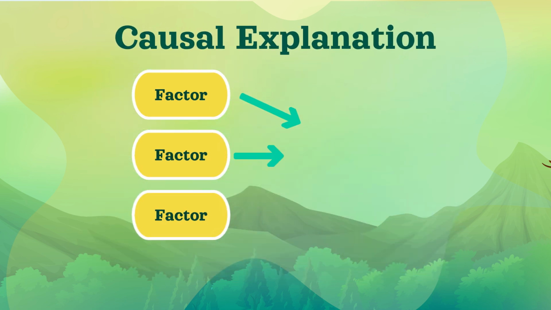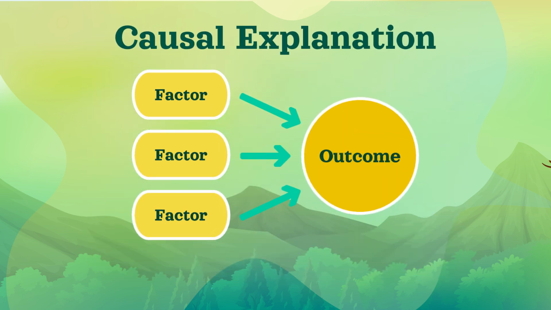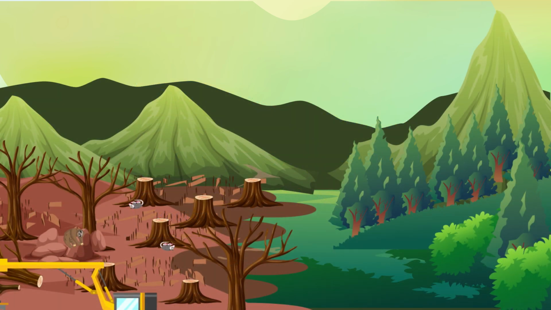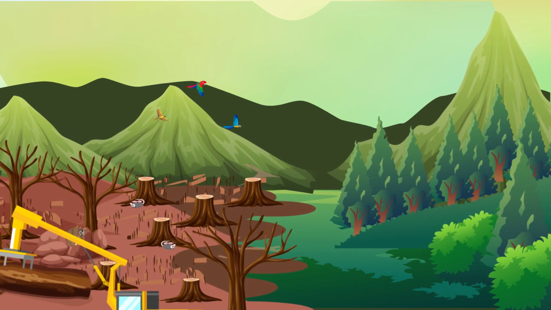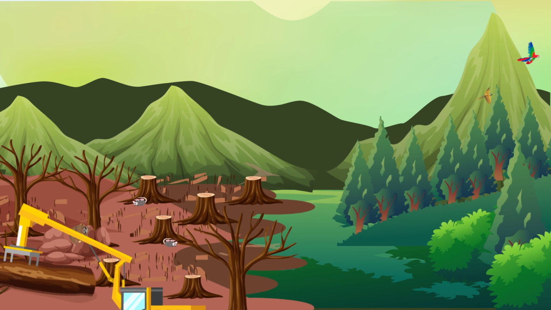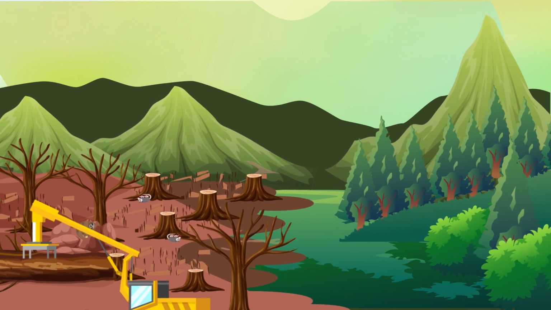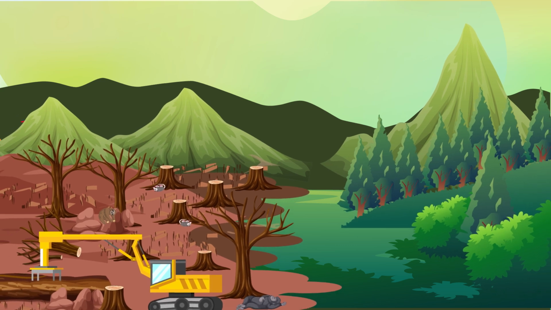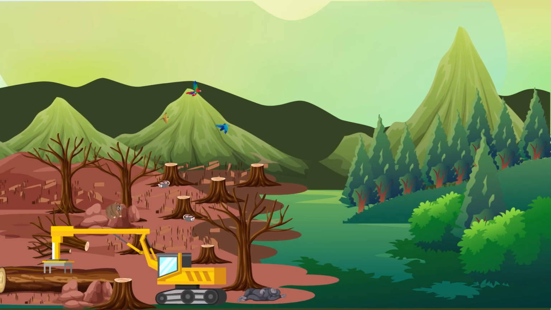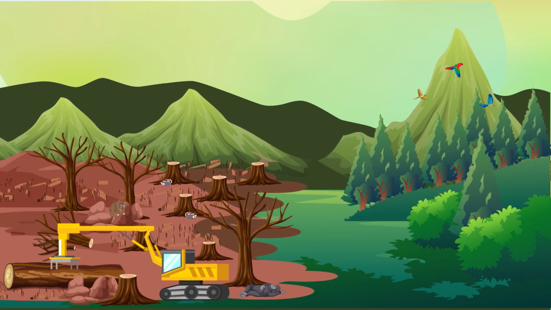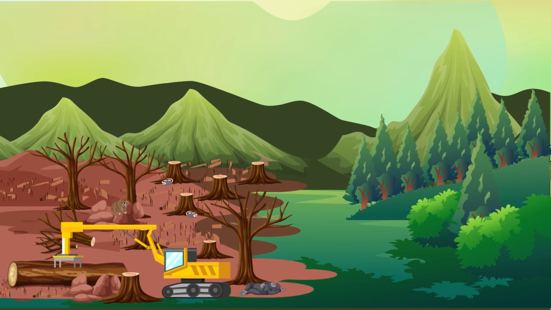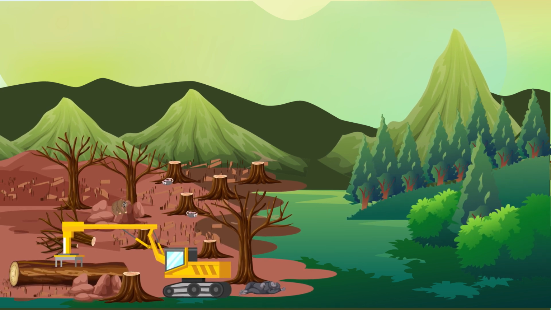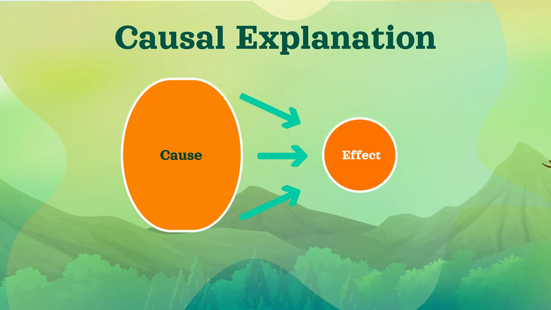Causal explanation. This type goes into the reasons behind an event. For example, why does deforestation occur? Mainly because of human activities like logging, agriculture, and urban development. What are the consequences of deforestation? The main effect of the removal of forests is the loss of biodiversity. When habitats are destroyed, species face the risk of extinction. This is causal explanation, understanding cause and effect.